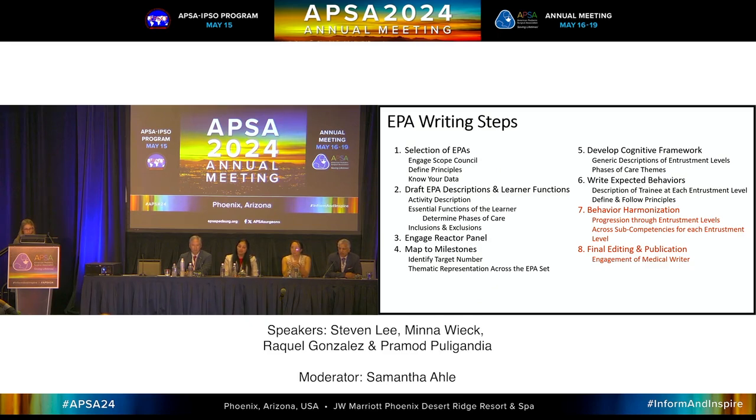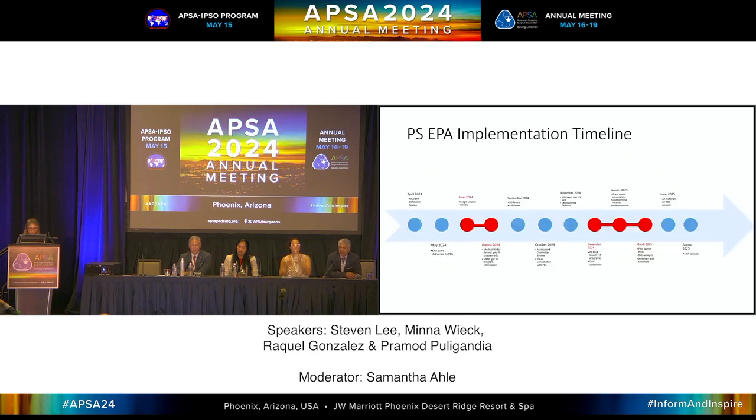We are doing the behavior harmonization to ensure that all of the behaviors are similar across the different milestones and across the different levels. And then there are going to be several elements of verification along the way. Next slide, please. So this is a diagrammatic representation of the EPA implementation timeline. If you start at the left side, April, May, we were hoping to be able to socialize the EPA suite to the program directors. We will probably be done with the behavior harmonization within the next few weeks.